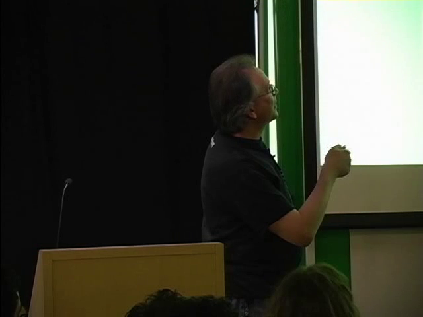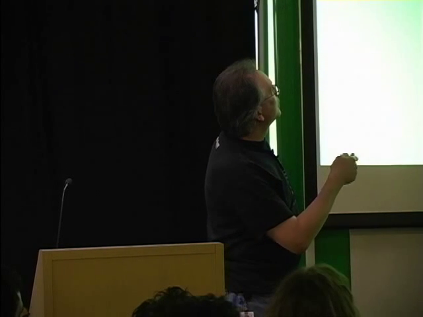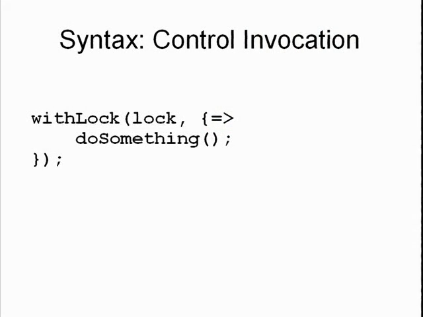I'll mention that again, I think. So with what I've told you so far, you could write a method called withLock that takes a lock and a closure. You would write it so that it receives a function type that takes no arguments and returns void as its other argument. And you would be able to use it this way, right? So you pass a lock and you pass a closure.